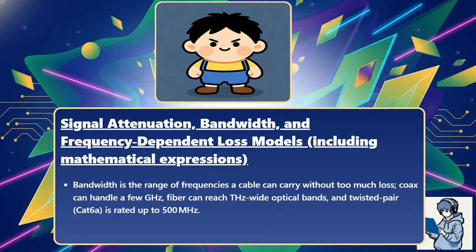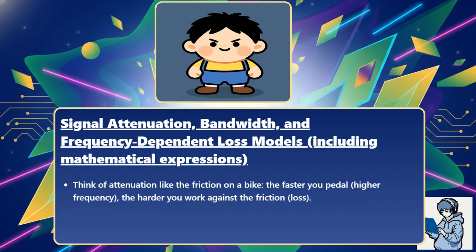f. Bandwidth is the range of frequencies a cable can carry without too much loss. Coax can handle a few gigahertz, fiber can reach terahertz-wide optical bands, and twisted pair Cat6 is rated up to 500 megahertz. Think of attenuation like the friction on a bike. The faster you pedal, the higher the frequency, the harder you work against the friction loss.